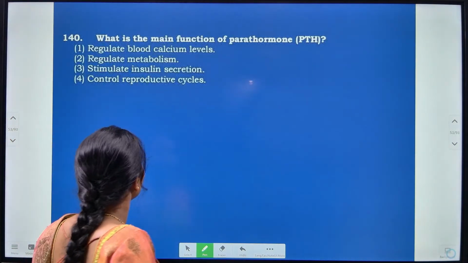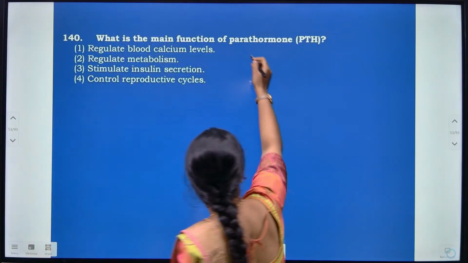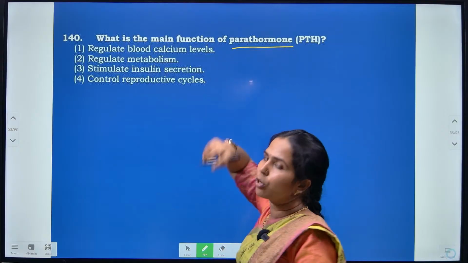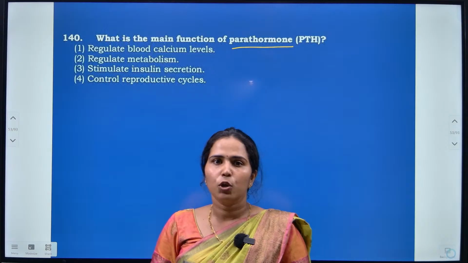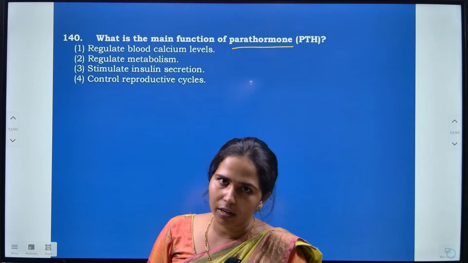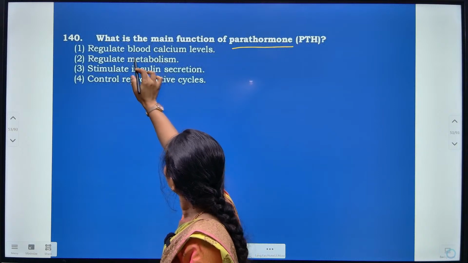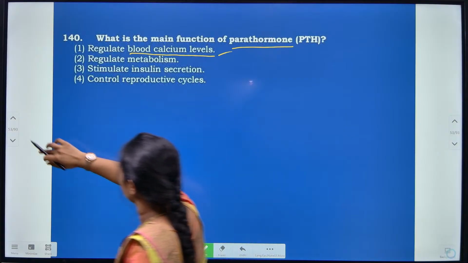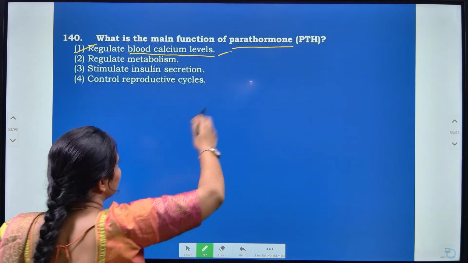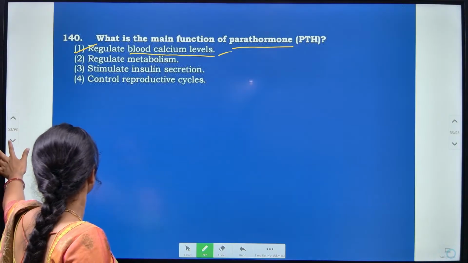And the next question is, what is the main function of parathyroid hormone? The main function of PTH is to regulate the calcium level. From the bones, it maintains or increases the blood calcium level. So option A is the right answer. It is a direct question. In the previous question also, the question was repeated.